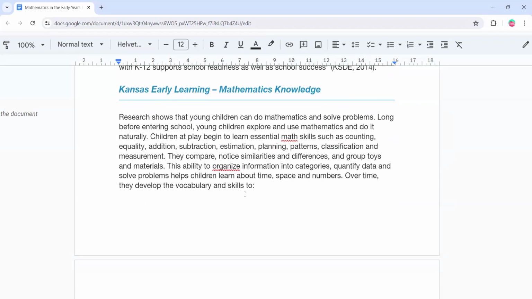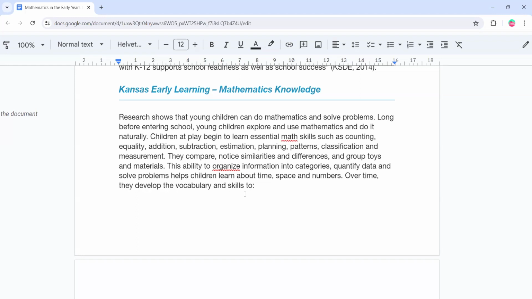Kansas Early Learning Mathematics Knowledge. Still in the same type of standard, but underneath that, there is something called mathematical knowledge. It's the standards for early learning in general, but they have separate categories for separate subjects. So this is for the mathematics knowledge. Research shows that young children can do mathematics and solve problems. Long before entering school, young children explore and use mathematics and do it naturally.